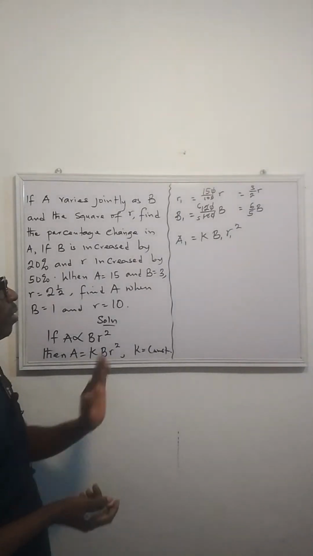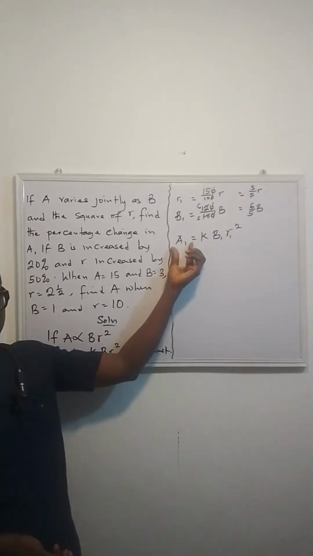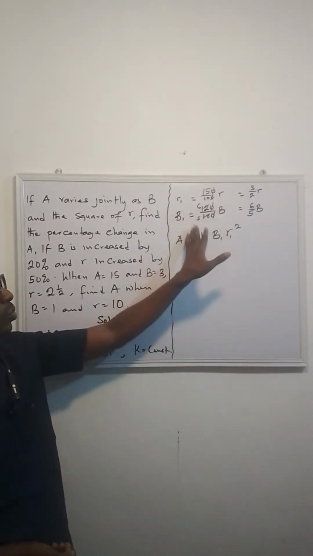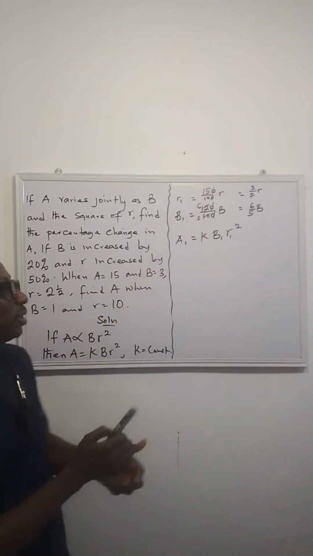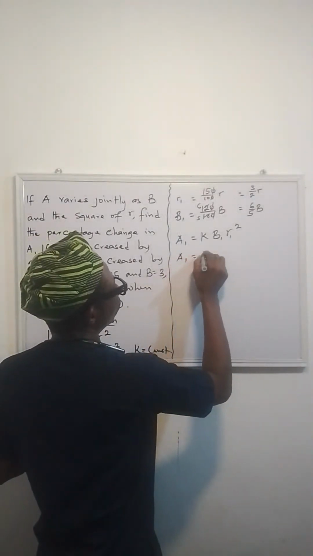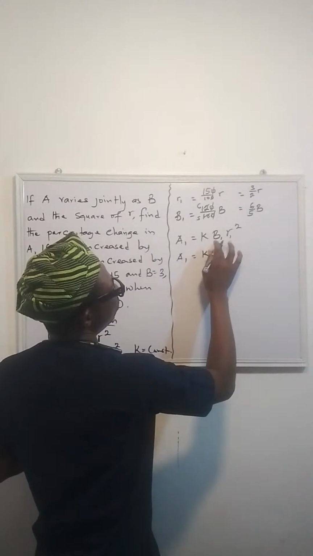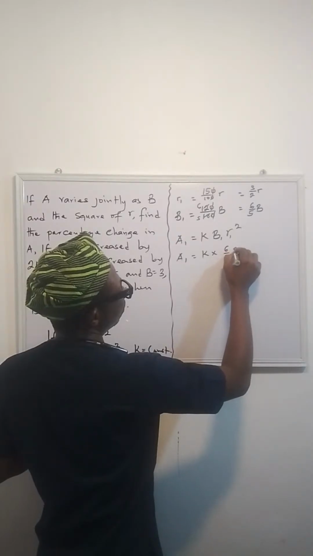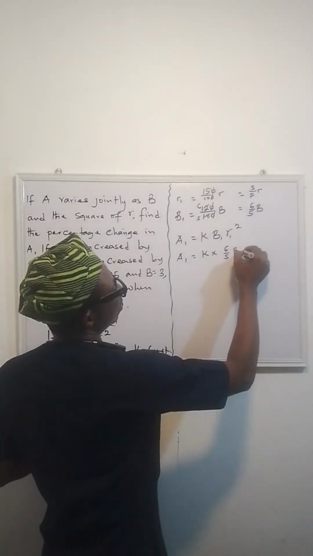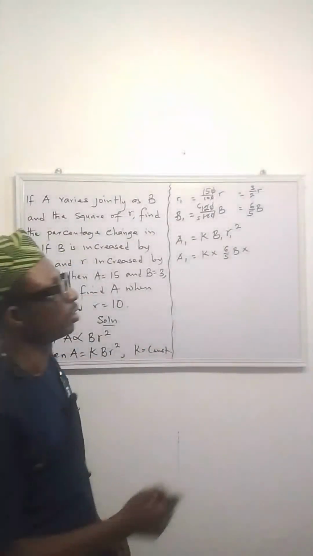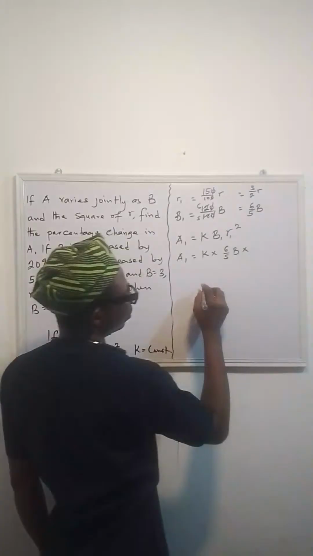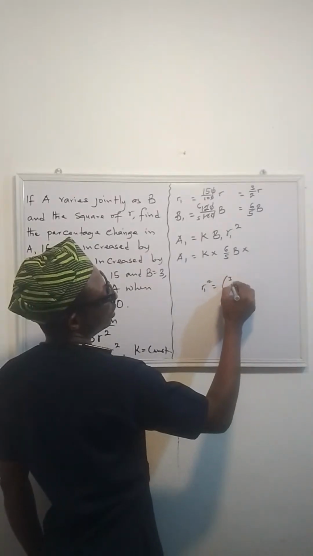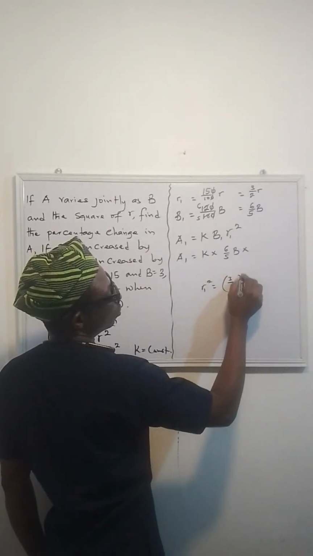Good. Now what we want to get is the new A. We want to know the increment in A. So let's plug the new B and the new R into this equation. We have A1 equals K times, what is B1? There it is, 6 over 5 B, times R1 squared. Now let me do the square here. R1 squared, we are squaring this one, is 3 over 2 R squared.